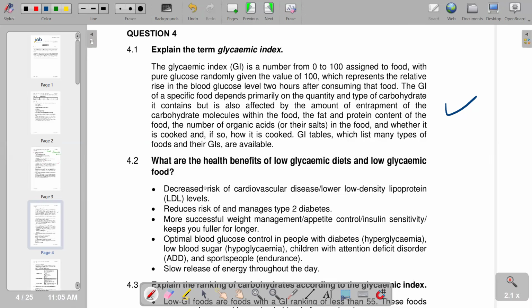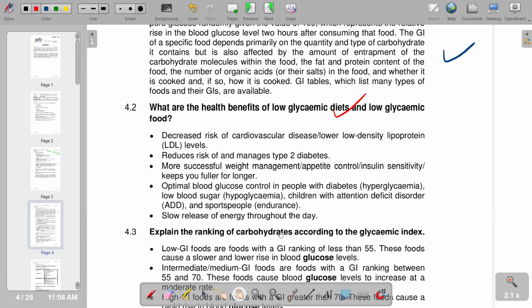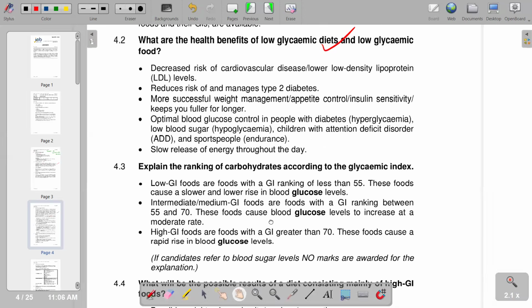First point is saying decrease the risk of cardiovascular disease or low density lipoprotein, which is LDL levels. Reduces risk of and manages type 2 diabetes as the second point. Third point, the more successful weight management or appetite control or insulin sensitivity or keeps you fuller for longer. So these are the explanations that we would open to. So moving on to 4.3, explain the ranking of carbohydrates according to the glycemic index. So these are the explanations that we have.